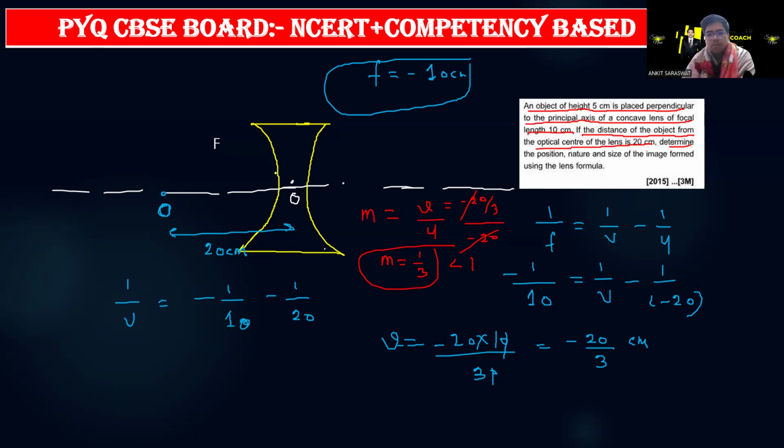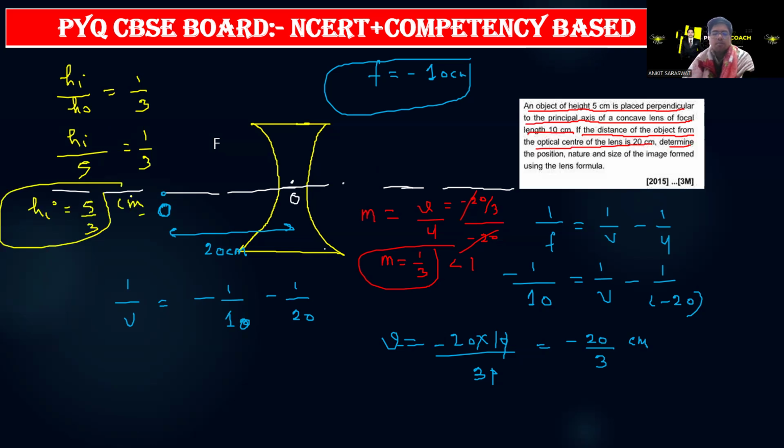They are asking for the height of image also. And height of object is given, hi by ho is 1 by 3. And I think ho is given, object of height 5. So hi comes out to be 5 by 3. Clear? So we got hi, we got ho, we got v, we got u. So everything we got. Anything else?